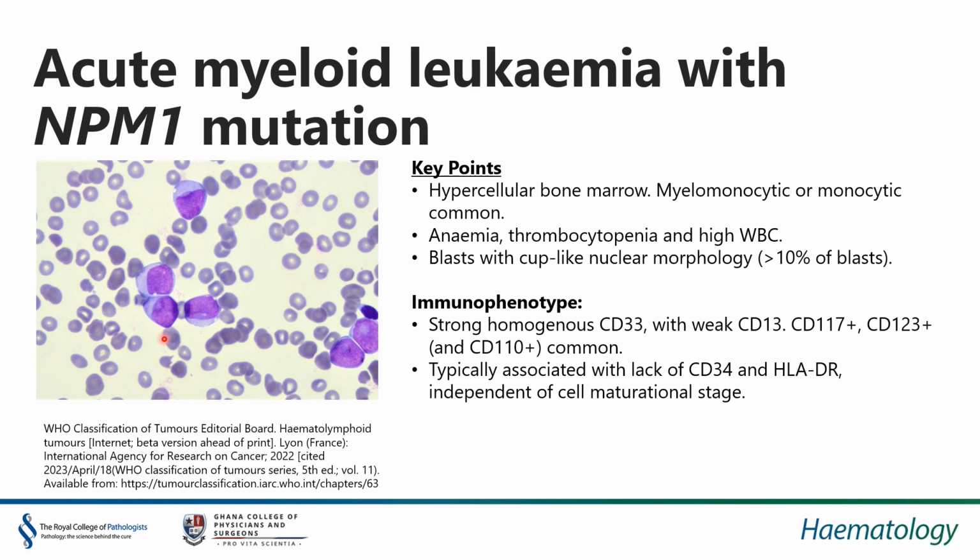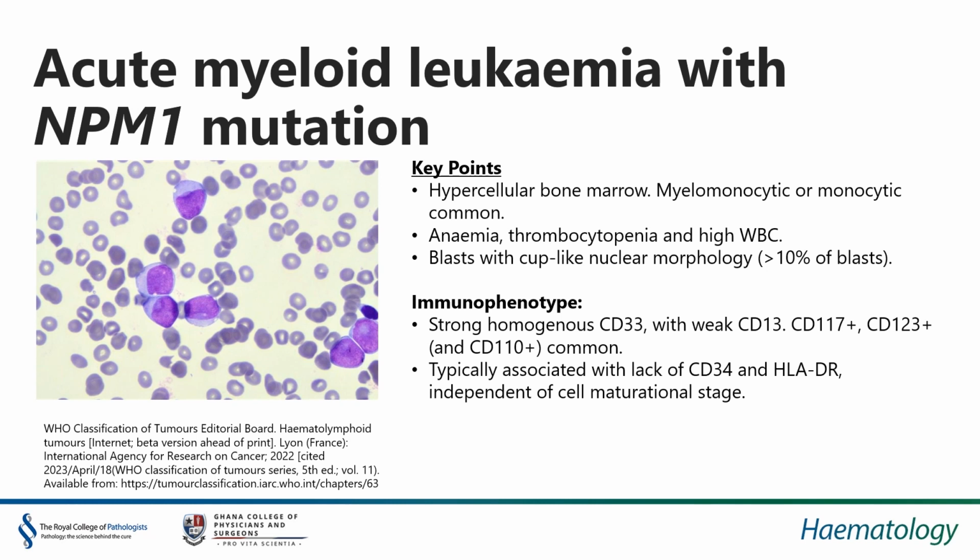So, like I said, the key points are the hypercellular bone marrow with that myelomonocytic or monocytic appearance to them. Of course, the patients are anemic, they are thrombocytopenic, and they commonly present with a high white count with this cup-like nuclear morphology in usually greater than 10% of the blasts.